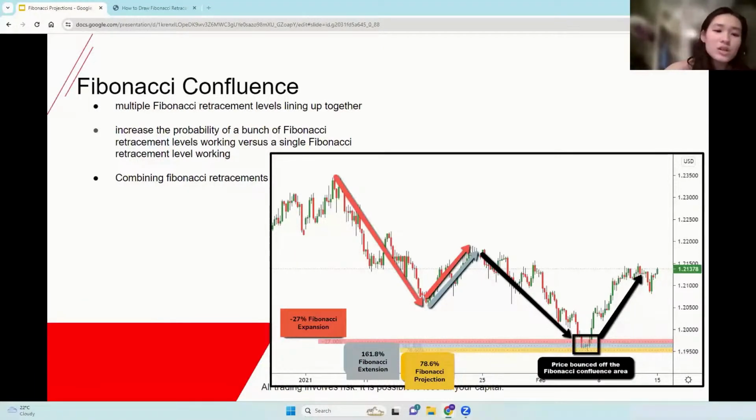Okay, so let's talk a bit about Fibonacci confluence. Fibonacci confluence is basically when you combine multiple Fibonacci retracement levels together so that you can increase the probability of your Fibonacci levels working versus a single Fibonacci level working. It's combining all of your Fibonacci retracements, but also with the projection that we just learned.